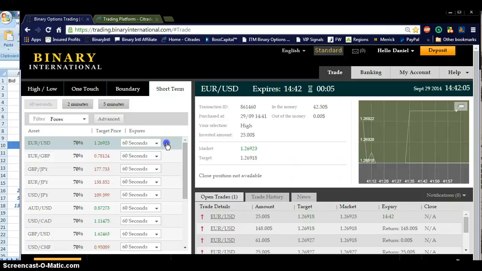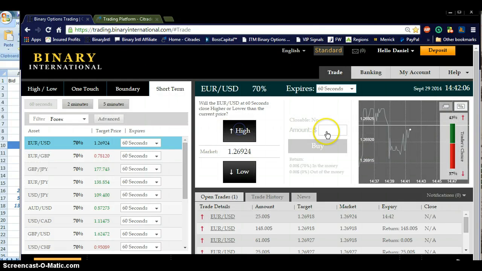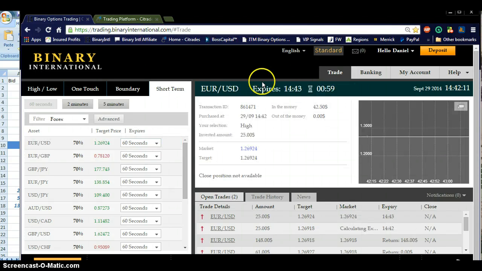Now we've got 5 seconds left. It kind of dipped a little bit, but we're going to stick with our direction. I have no reason to change directions right now. It looks like it's definitely continuing to be bullish. And we should be in the money on this one.